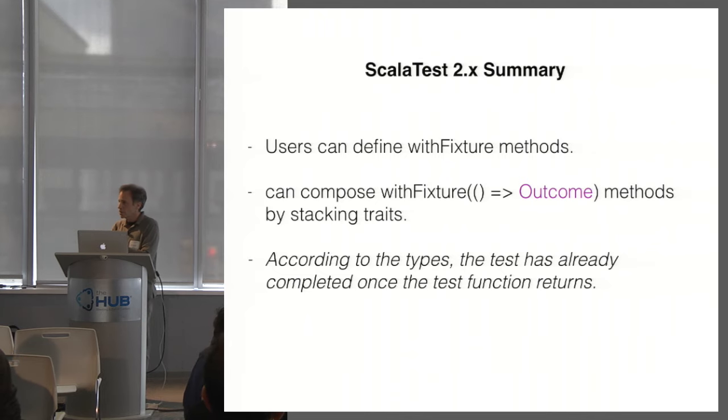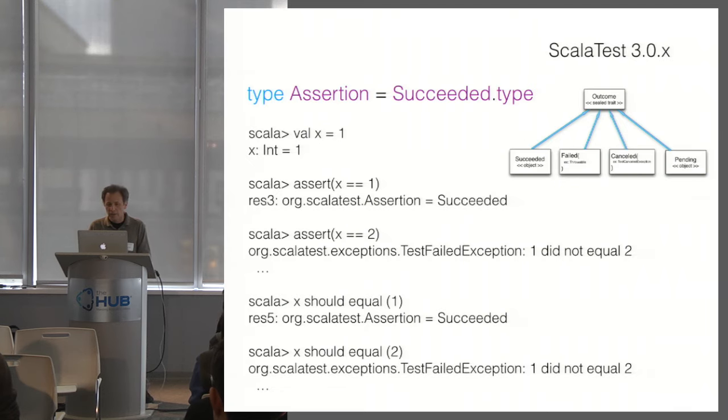So to summarize the past, users can define withFixture methods. You can compose the withFixture methods by stacking traits. And according to the types, and this was the issue, the test has already completed when the test function returns. So it's kind of like the servlet API, in that if you just look at the types, it kind of forces you to block, because when it returns, the response has finished. It has to have finished because there's no way to sort of continue it. And so that was sort of what we had to work with to add async testing.